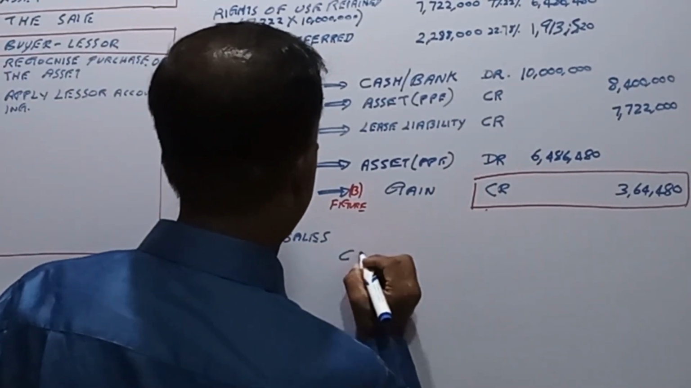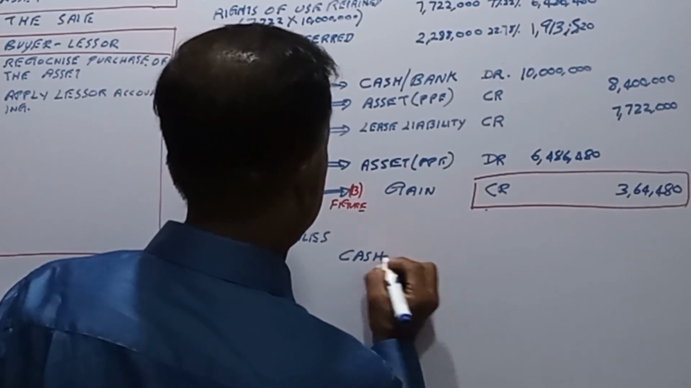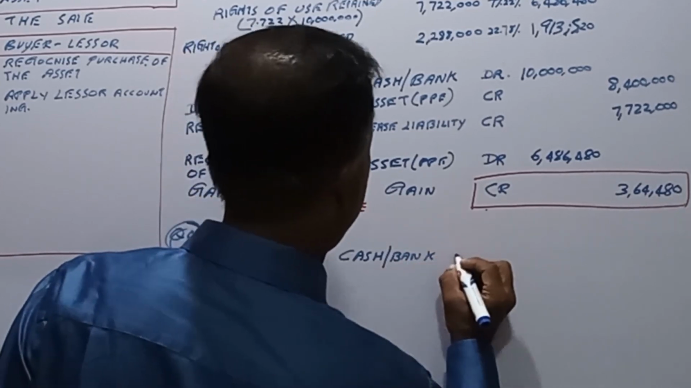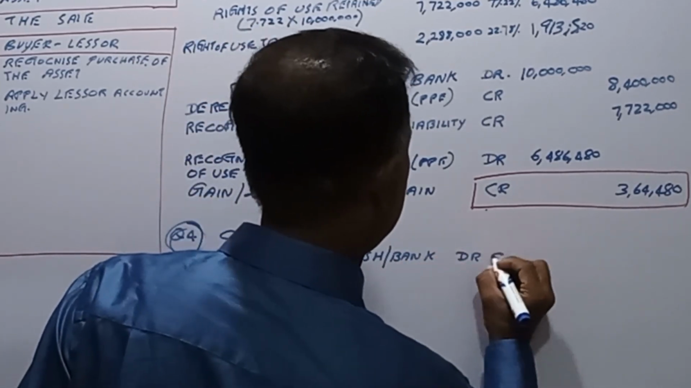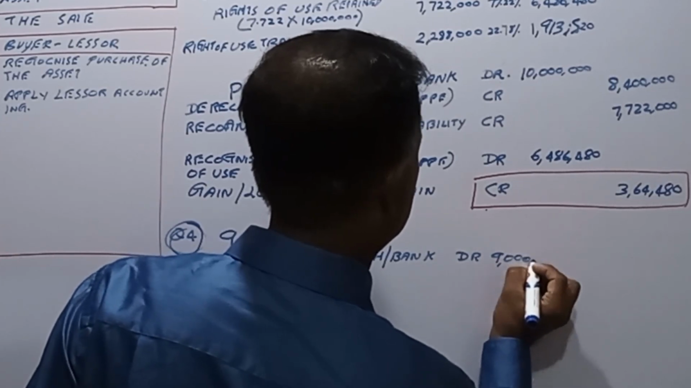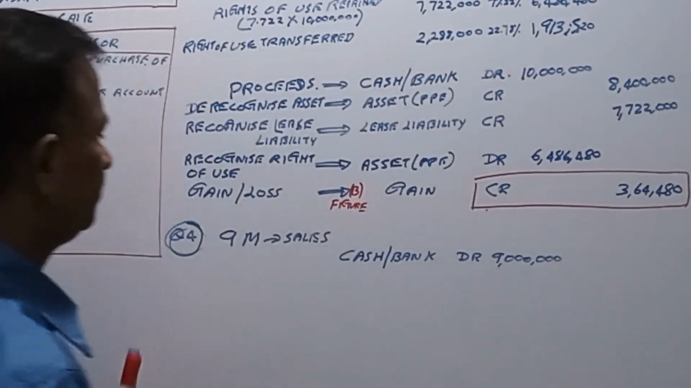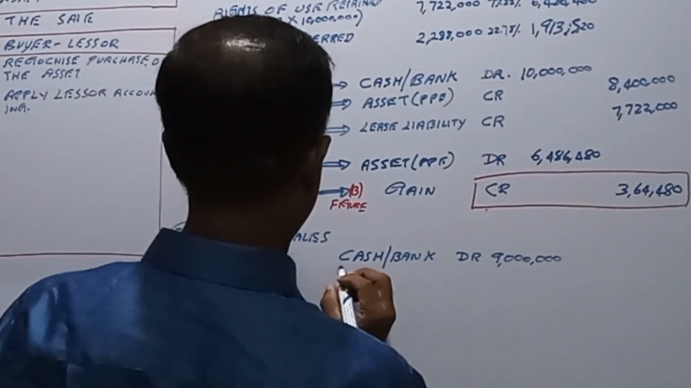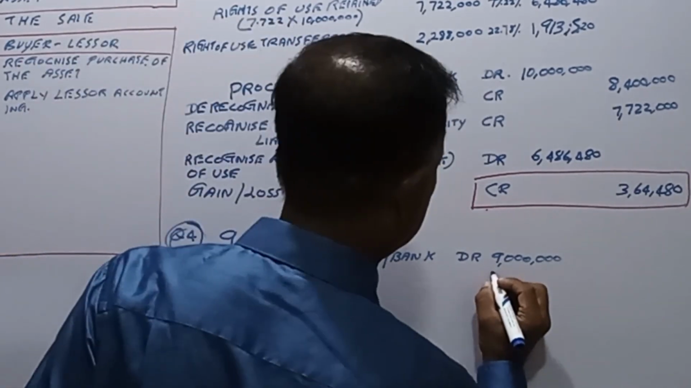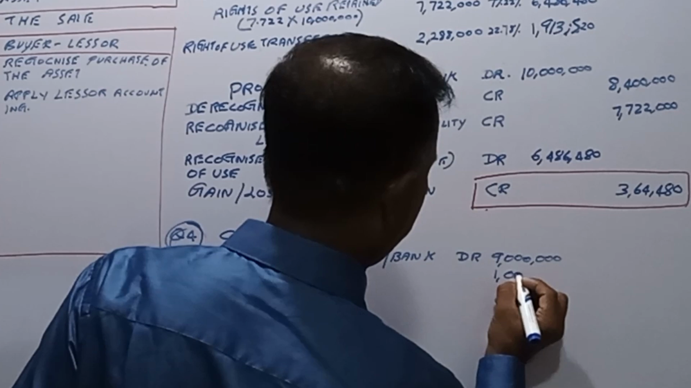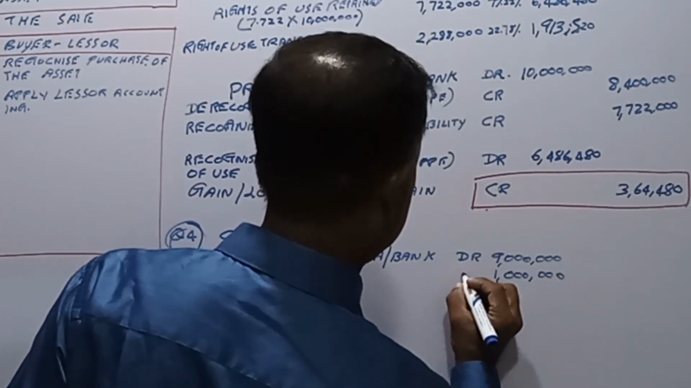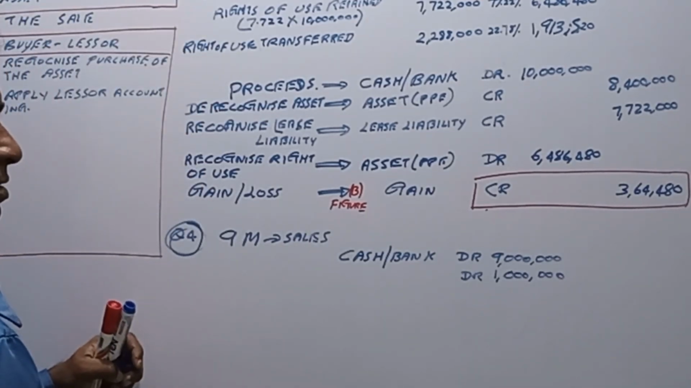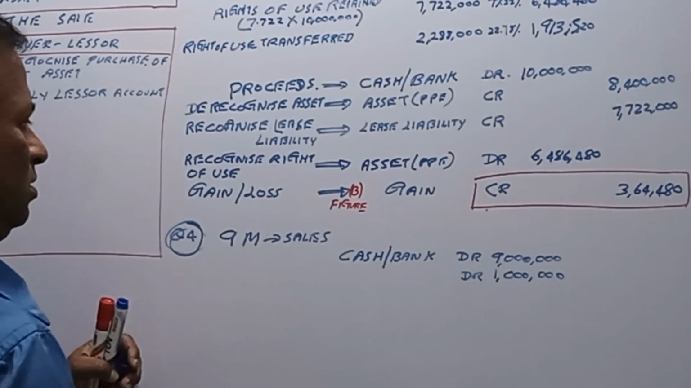So for the proceeds we have got cash or bank, debit 9 million. The 1 million difference between 10 million and 9 million has to be debited, saying what? Prepayments.